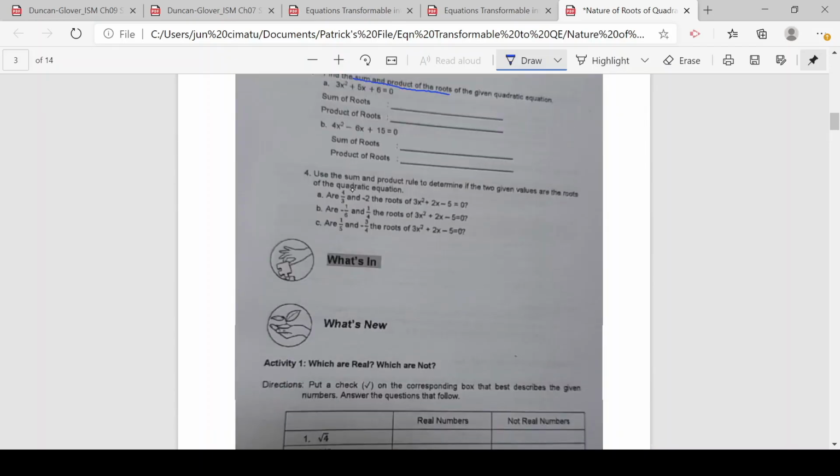Then, dito naman, use the sum and product rule to determine the two given values. Use the sum and product rule to determine the two given values. So, titingnan natin kung ito bang mga values na to ay roots na itong equation.